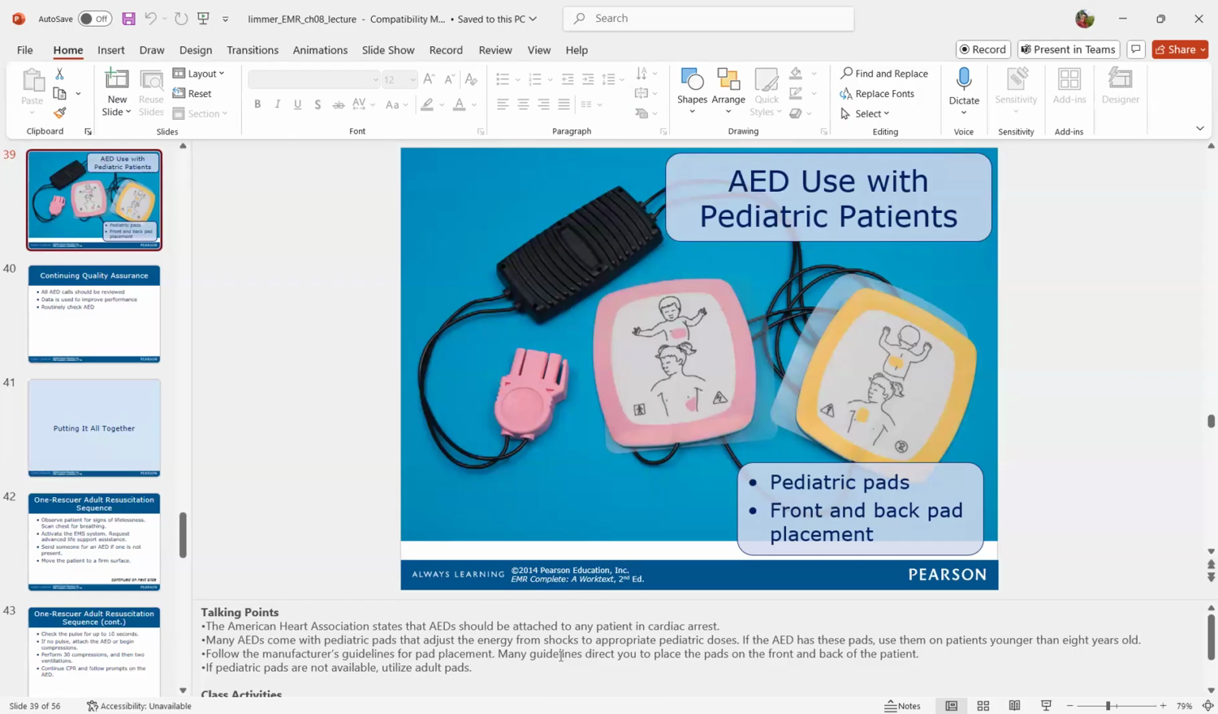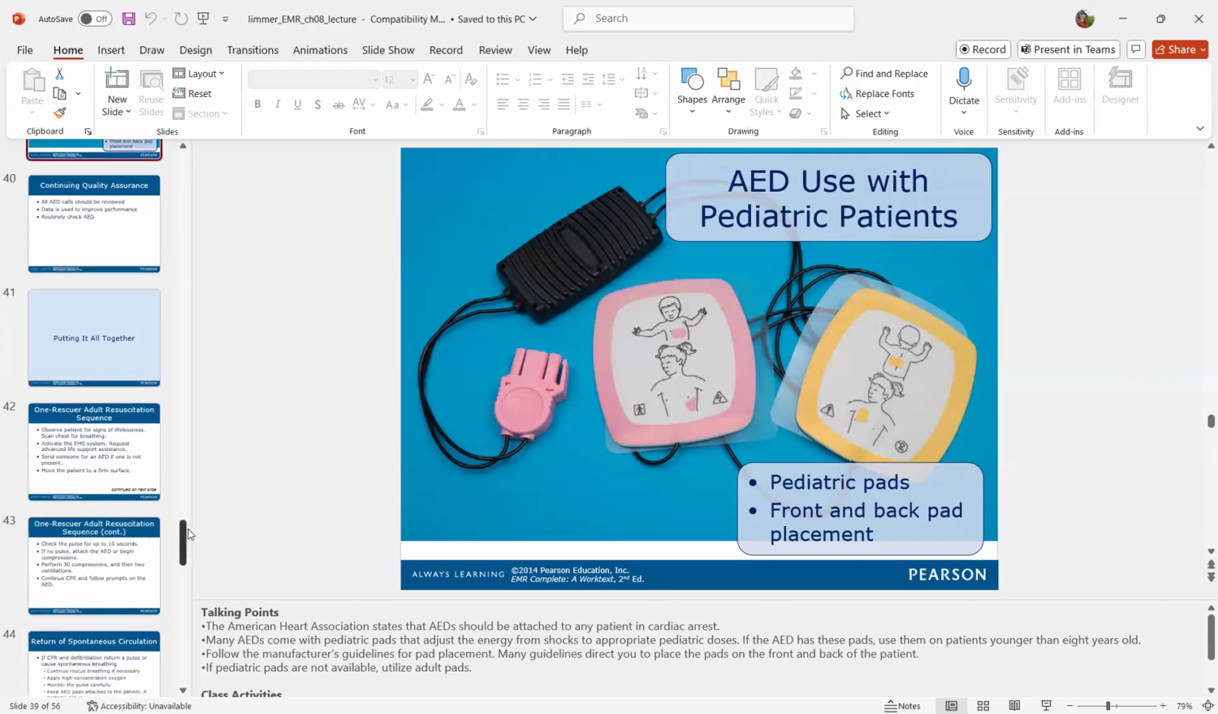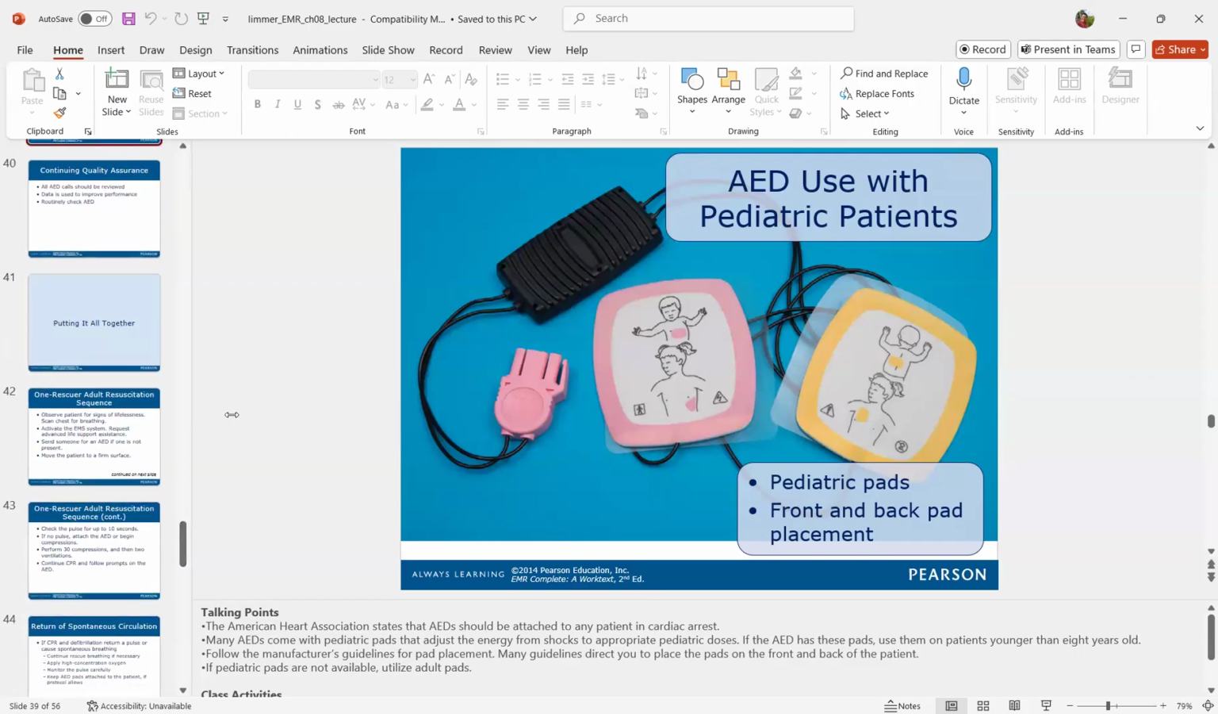If you don't have pediatric pads, you can use an adult AED on an infant or child. Some of them will have an attenuator, so they'll say press the pediatric button if you're dealing with a pediatric patient, so it can adjust the level of joules that it gives. So there's an option on some AEDs with that as well. It just depends on what AEDs you are working with.